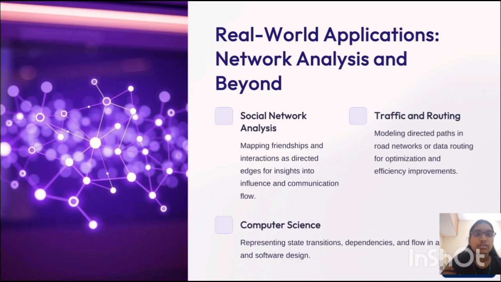The first one explains how mapping friendships and interactions as directed edges gives insights into influence and communication flow. The second one is traffic and routing, modeling directed paths in road networks or data routing for optimization and efficiency improvements. The third one is computer science, which represents the state transitions, dependency, and flow in software design.